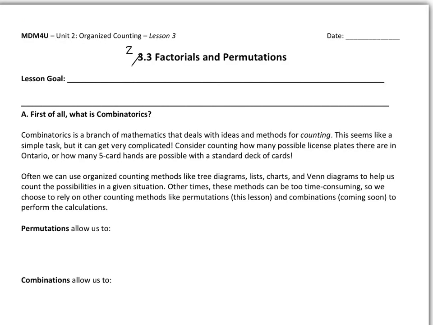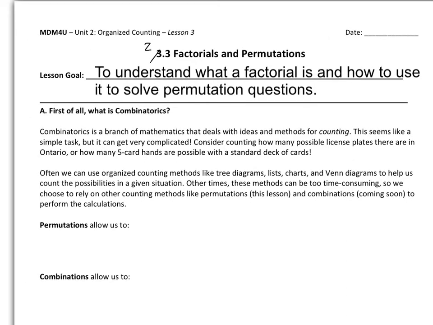Lesson 2.3, Factorials and Permutations. Today's goal will be to understand what a factorial is and how to use it to solve permutation questions.